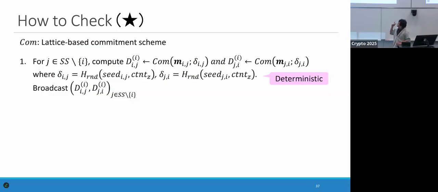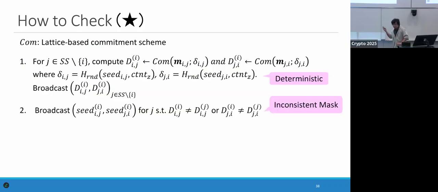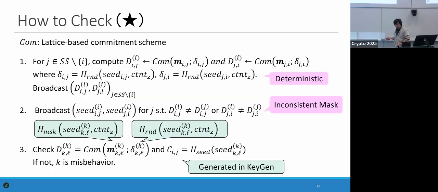So this commitment is deterministically generated, and an important point is that honest pairs output the same commitment. In the next round, if a signer receives an inconsistent commitment, then it reveals the pairwise seed corresponding to the inconsistent commitment.